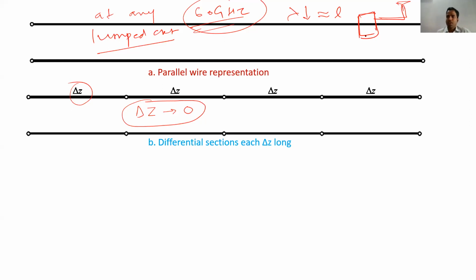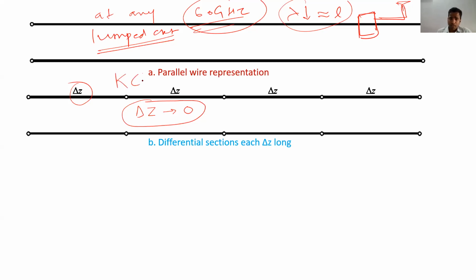We'll see how even the filters and the amplifiers at high frequencies are designed using this transmission line. So we don't use lumped elements to design our transceiver circuit, we use transmission line. And that is why circuit analysis at high frequency is all about transmission line. But here we don't have lumped elements.